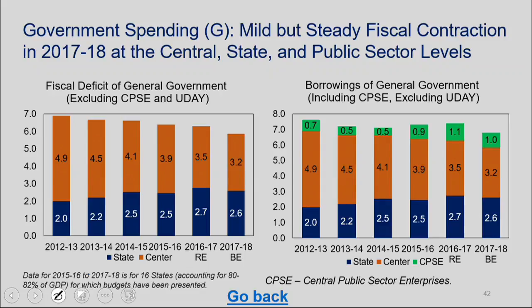And so you may want to look at the chart on the right-hand side, your right-hand side. It includes also central public sector enterprises. So you want to look not just at the fiscal deficit of the states and the center. You want to look at state, center, and general government, because then you can see what the government is going to borrow from the market. And then that can raise interest rates, reduce interest rates, depending upon how this is perceived in the market.